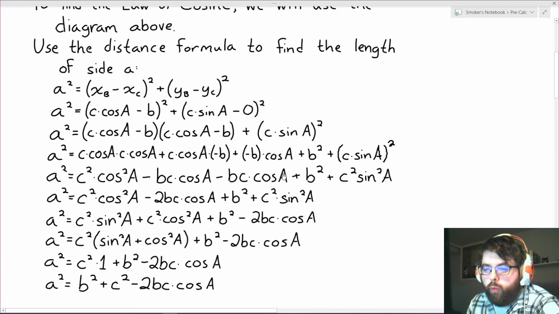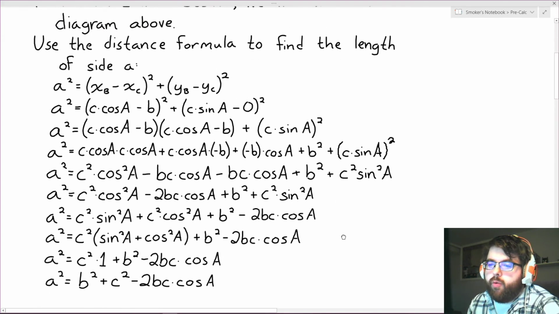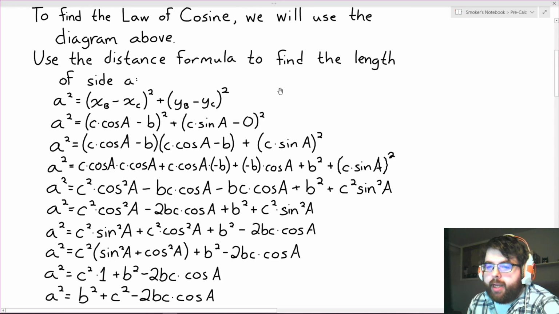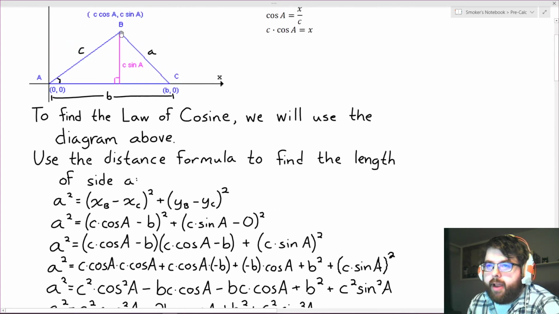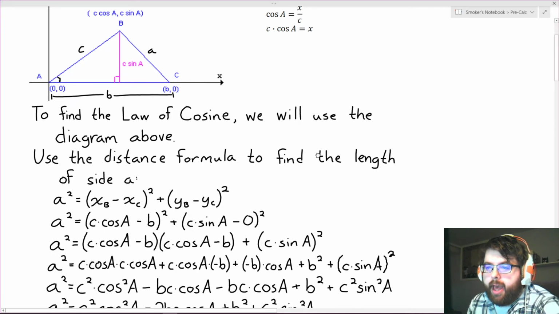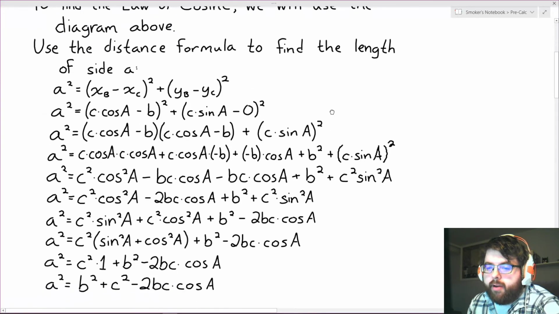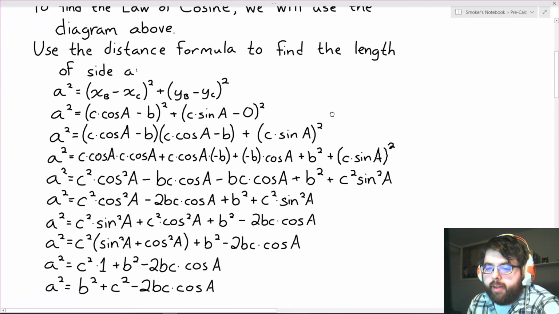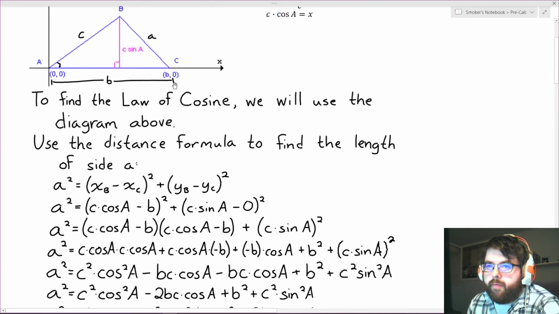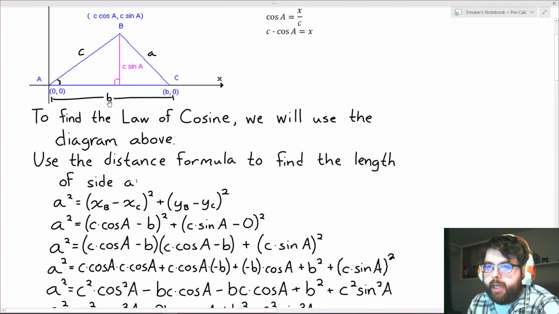And why in the world did I just do all that? Well, let me just go back to A squared. What this allows me to do is find A, so A squared equals B squared plus C squared minus 2BC cosine A. That requires me to know B and C, and also angle A. So I know the side, angle, and side, and I can find the opposite side from that.